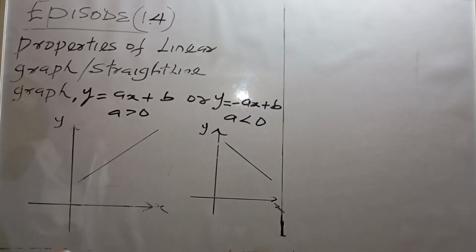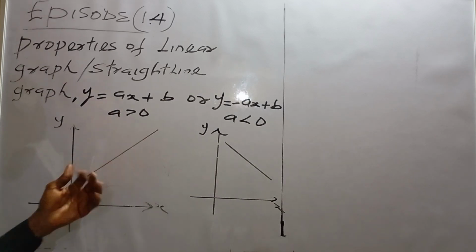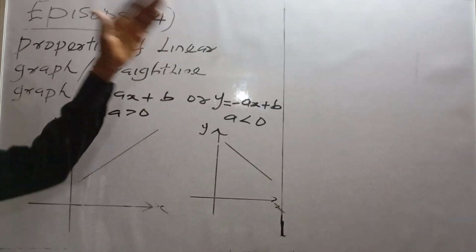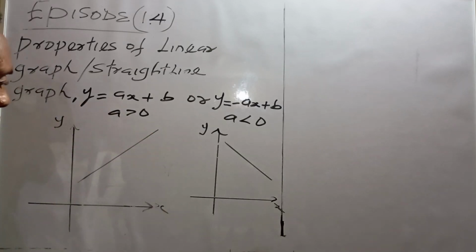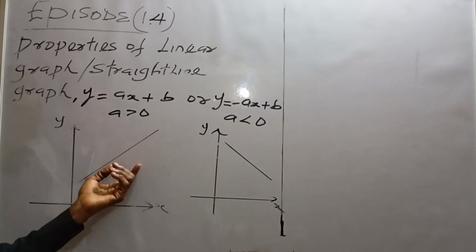This is an example of a positive gradient, whereby the line rises. You can see the line goes up. But here the line falls to the left-hand side. This is an example of a negative gradient. And mark you, gradient means slope.